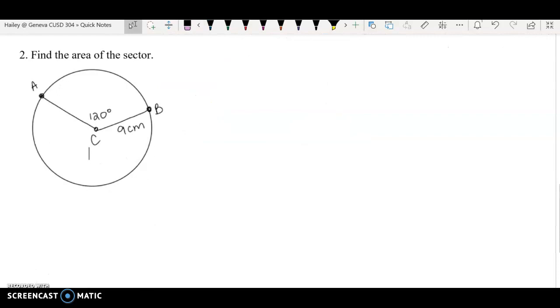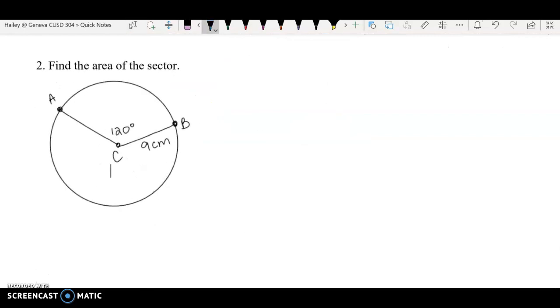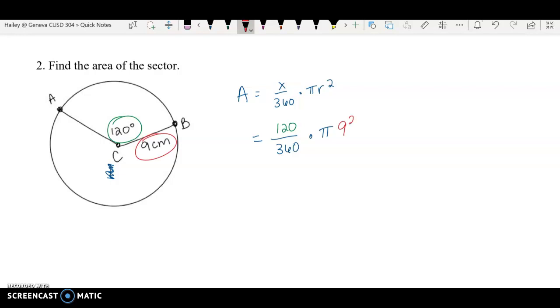So we're just going to do one more here. In this one, again, we have area equals x over 360 times pi r squared. So we're just going to plug it in. Our x this time is 120. So 120 over 360 times pi times my radius squared, so 9 squared.